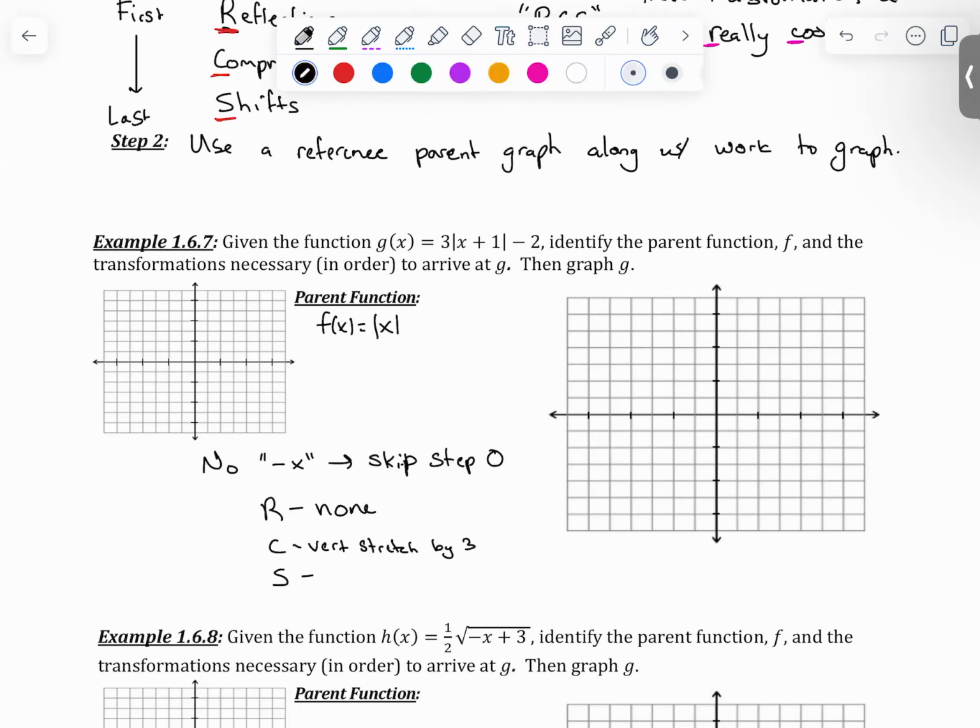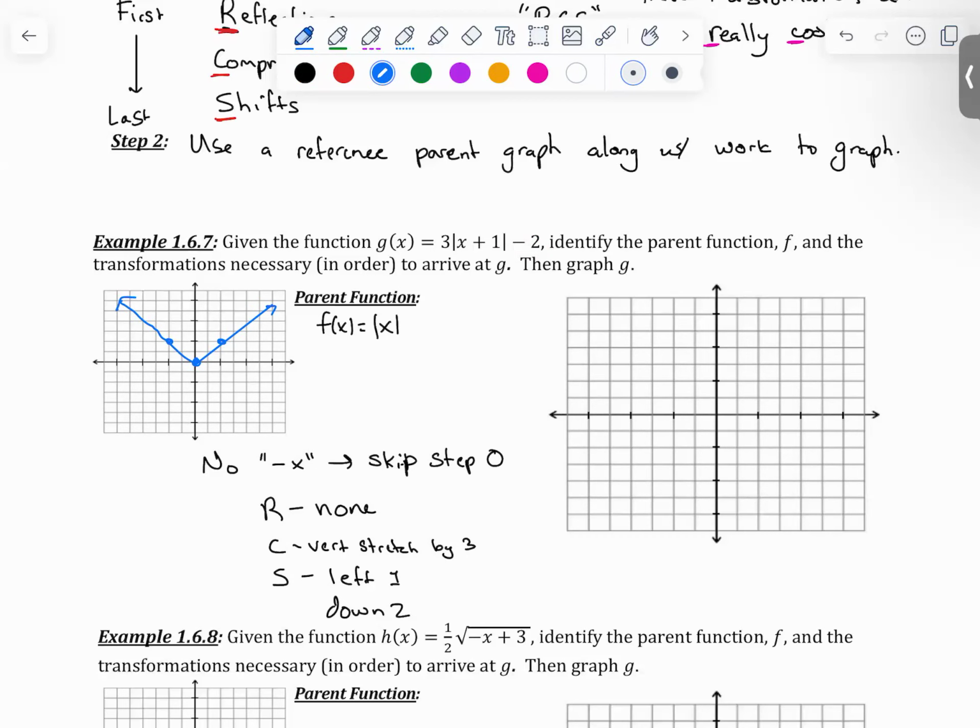So I'm going to just look at it. The +1 is going to be left 1, which I would think would make me go right, but remember that horizontal stuff is counterintuitive. So it's left 1 and then down 2 because of the -2 on the outside. Our parent graph has the points 0, 0, 1, 1, and -1, 1, with rays going out of it making a V shape like that.